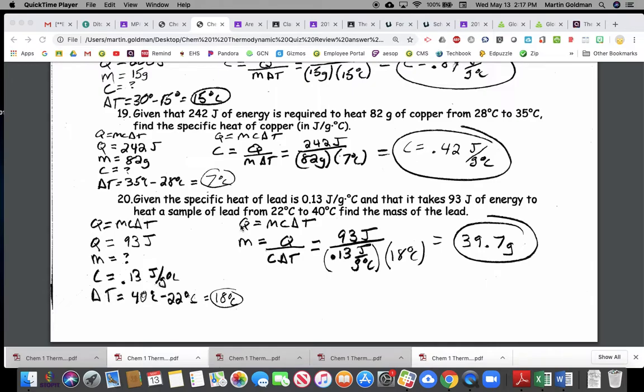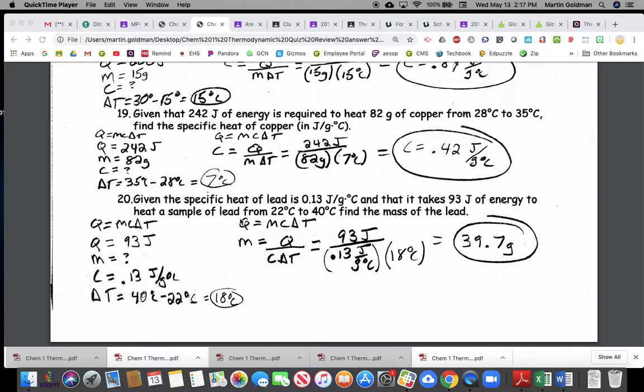Okay, now we have given specific heat. They give us a specific heat. It takes 93 joules of energy to heat a sample of lead from 22 to 40. Find the mass. So now we're solving for m. Welcome to math. Q equals mc delta T. Q is 93 from the equation. m is what we're looking for. c, the heat capacity, is 0.13, given to you, of course. And delta T is 40 minus 22, which gives us 18 degrees C.